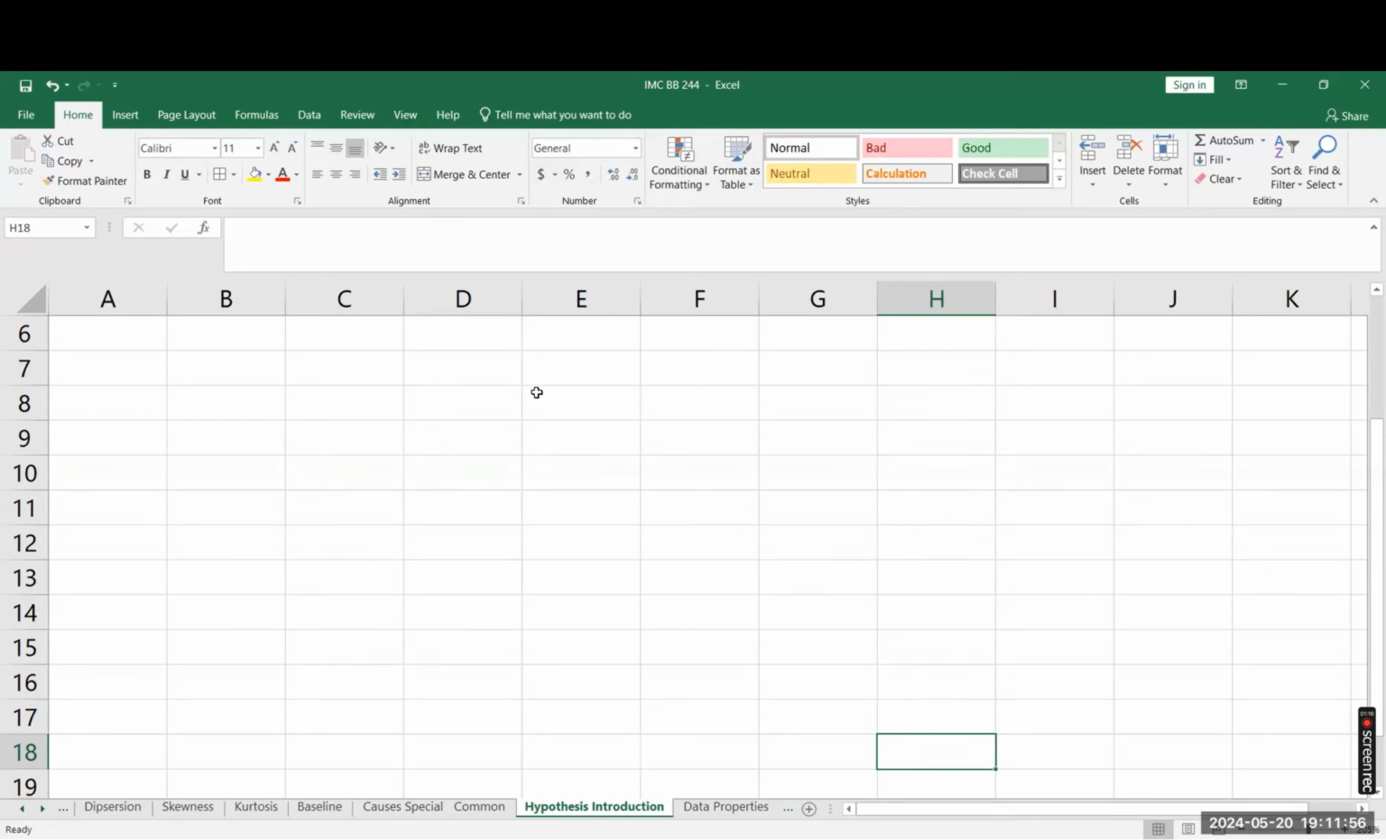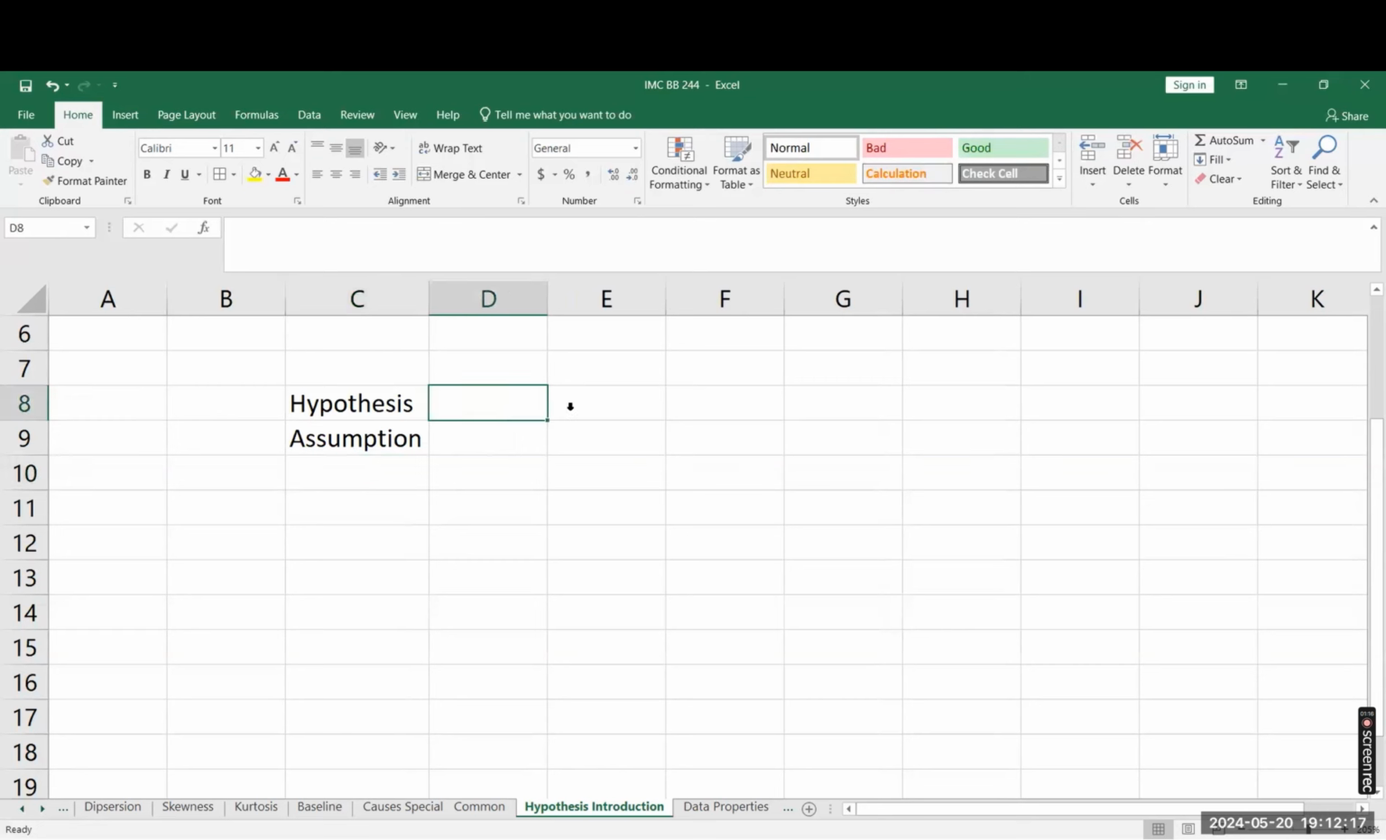Correct. You are right. Hypothesis basically is an assumption. And when you say hypothesis testing, this means you are validating the assumption with the help of sample data.